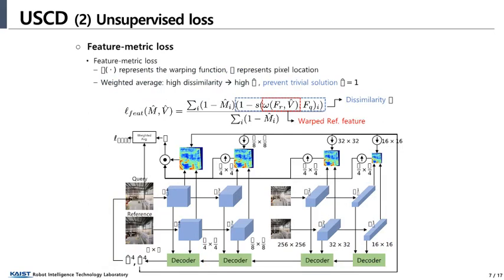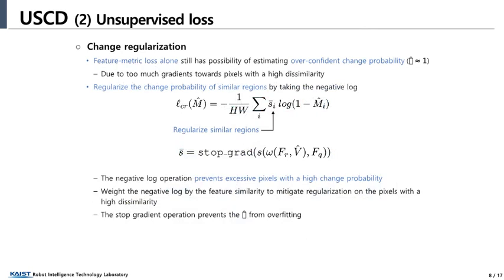Although the feature metric loss itself is capable of flow and change learning, it does not affect the loss even if the change probability value is estimated to be any value between 0 and 1 for pixels with d values close to 0, that is, pixels with high similarity. There is a risk of estimating a change map that is too overconfident. To solve this problem of feature metric loss, we introduce the following change regularization. Change regularization LCR is calculated as the product of the negative logarithm of the similarity map and the change probability map as shown in the formula.